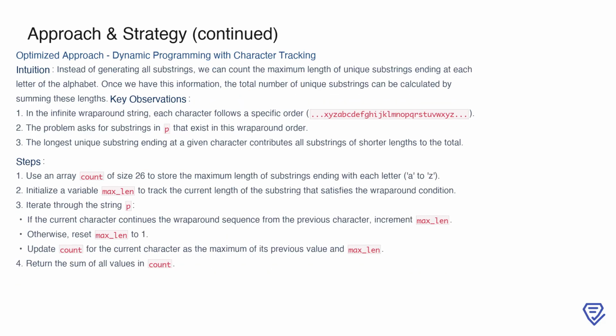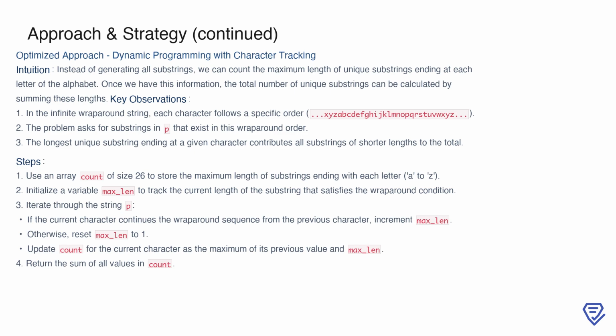A much more efficient solution involves using a dynamic programming approach combined with character tracking. Instead of generating all substrings, the key idea is to focus on the maximum length of unique substrings that end with each letter of the alphabet. Once we have these lengths, we can calculate the total number of unique substrings simply by summing them up. The observations that drive this approach are as follows. In the infinite wraparound string, the characters follow a strict cyclic order, such as "...xyzabcdefg...". The problem essentially boils down to finding all substrings within P that follow this order. Importantly, the longest substring ending at a given character inherently includes all shorter substrings that end at the same character.